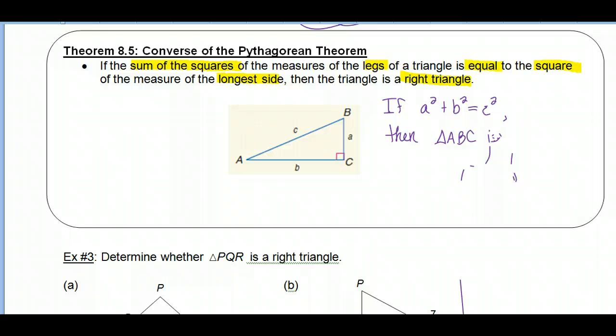How do we know which one's c squared if there's no marking? What's it saying here? It says it has to be the longest side. So hopefully you can pick which number looks to be the longest. Does that make sense? So that triangle has to be a right triangle.